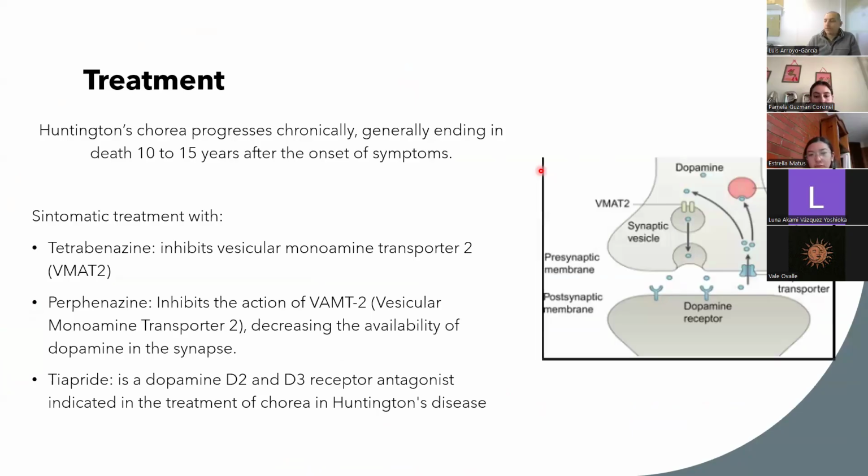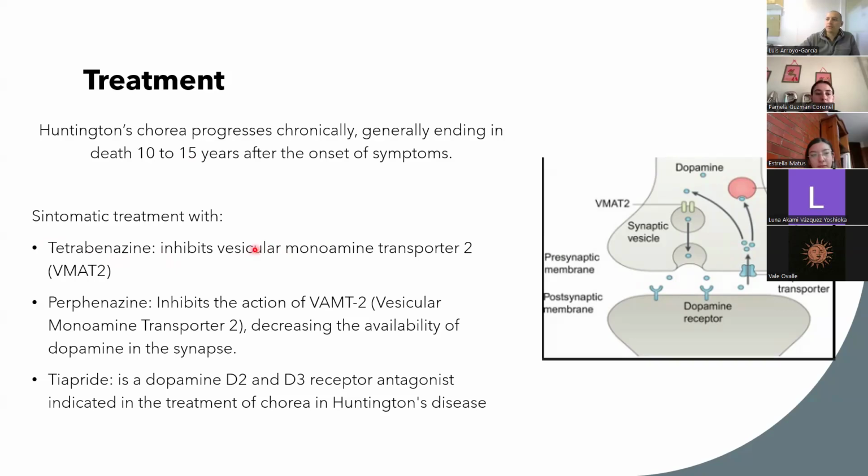So, the treatment. It's a bad prognosis disease. I think Huntington appears between 30 and 50 years old. And then between 10 and 15 years after the onset of the symptoms, the patient will die. But we can treat this disease with inhibitors of dopamine.